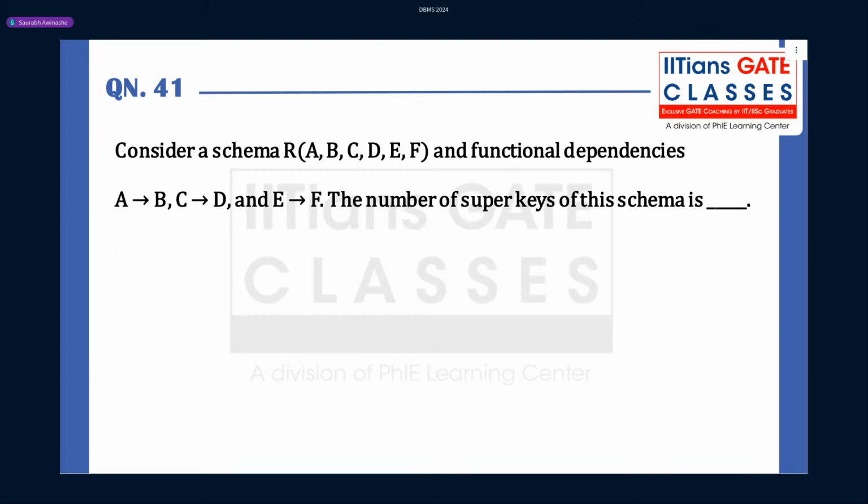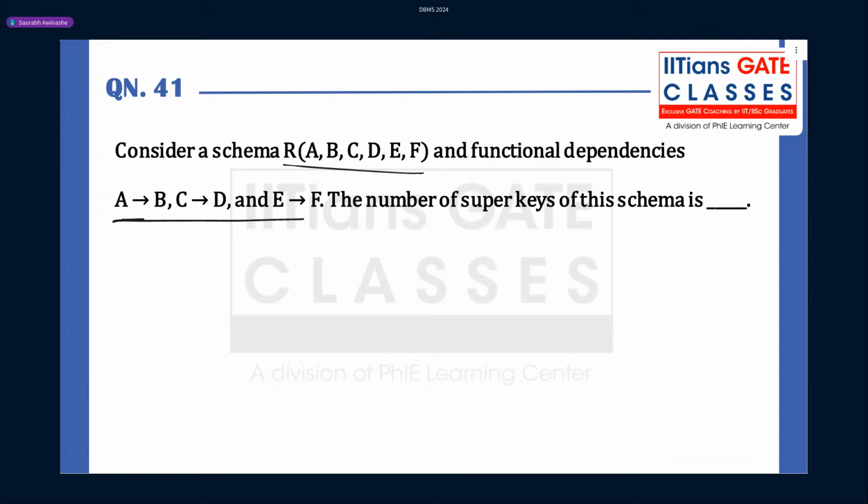Okay. Let's look at the next question. We are given this schema that has 6 attributes, and we are given this functional dependency set. We have to calculate the number of super keys. Okay. So the first step in calculating the number of super keys is to find the set of candidate keys, right? So we'll do that first.